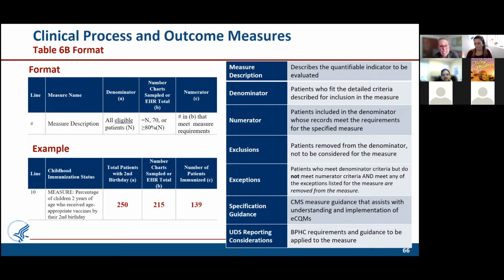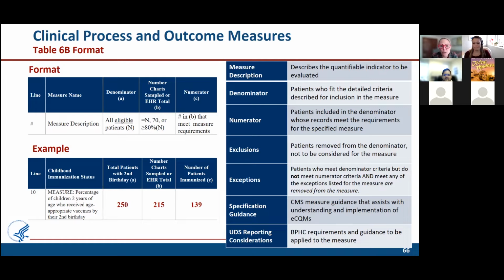So in column C, that's the report of the number of patients included in column B whose records demonstrate that they meet the requirements of the measure. So this is also called the numerator, and I'll use that term numerator many times here going forward. It just means that among those being reported on from the denominator, they meet that particular measure requirements.